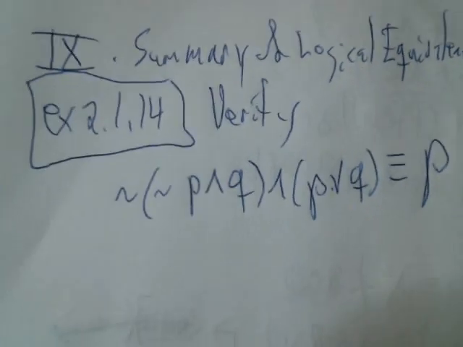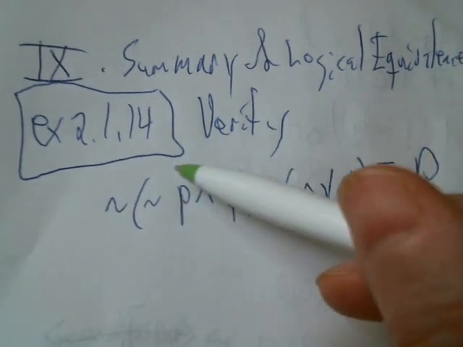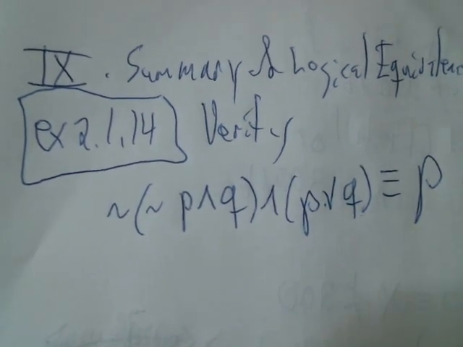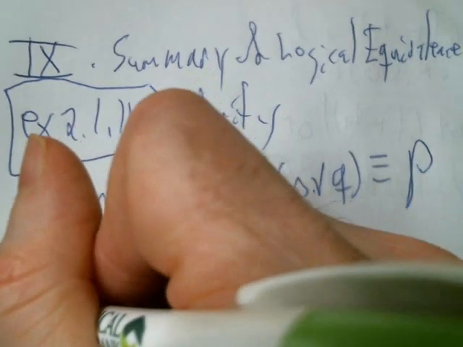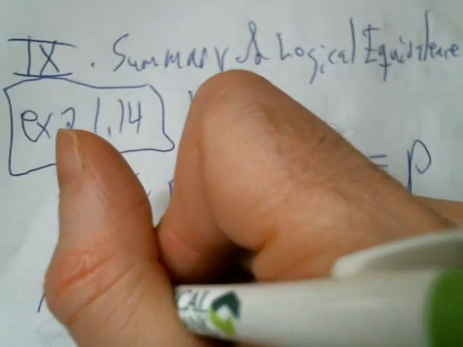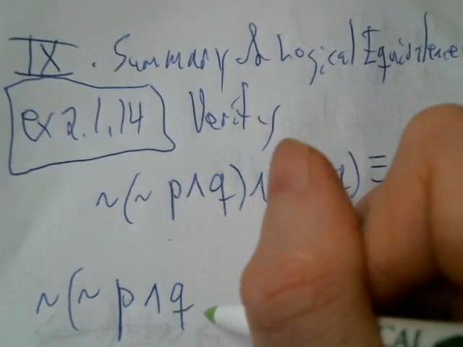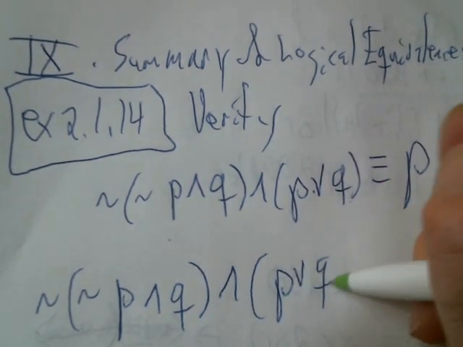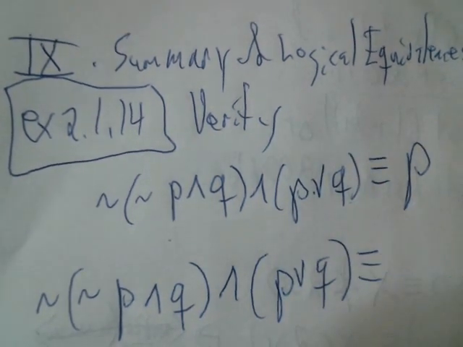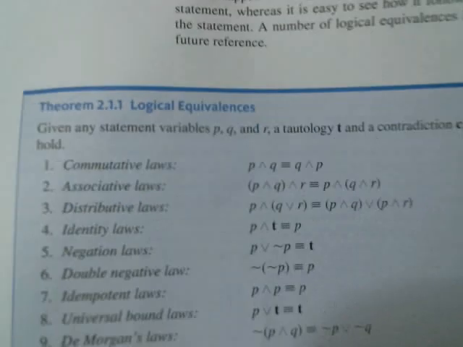Okay. All right, so we'll start on the more complicated side, and it works a lot like a trig type proof. Okay, you move from one side to the other side. Okay, so we'll start over here, not P and Q, and P or Q, and then we try to get to P using our table, that theorem 2.1.1 with the logical equivalencies.